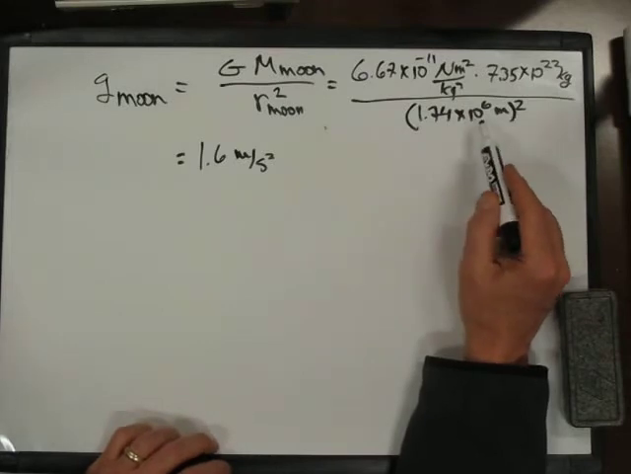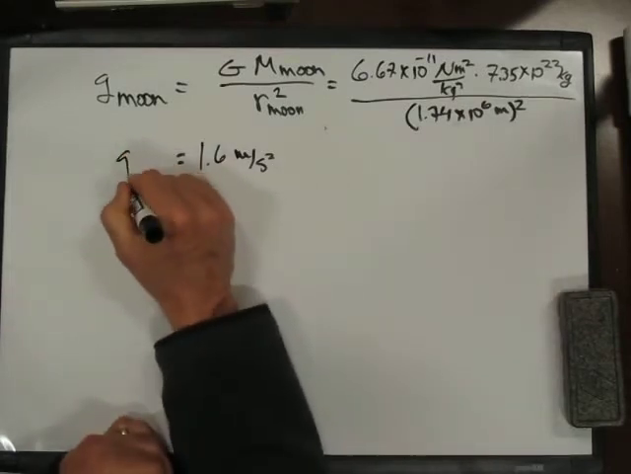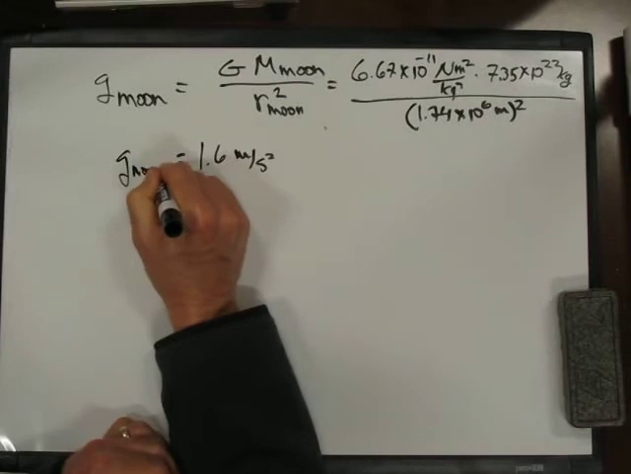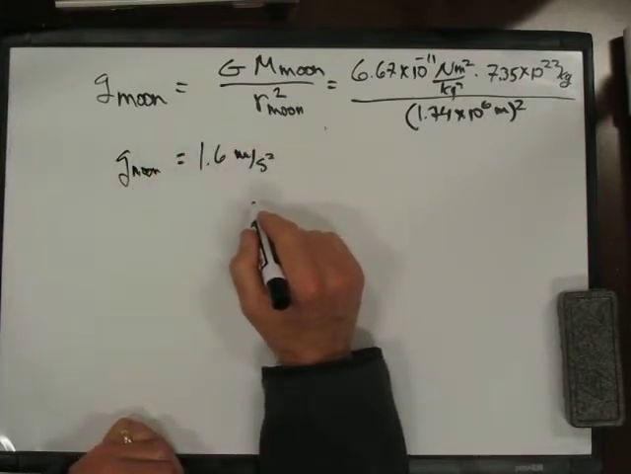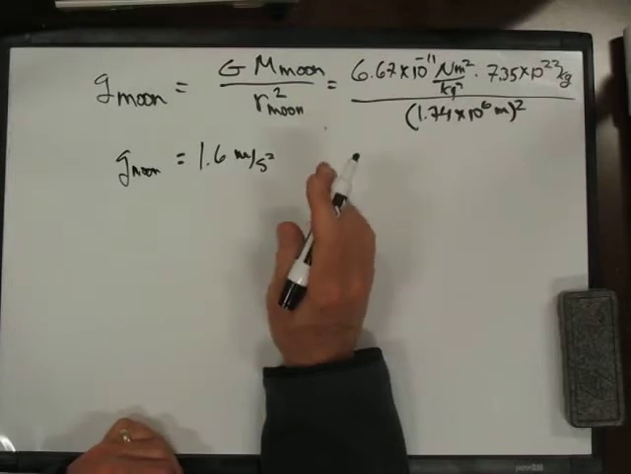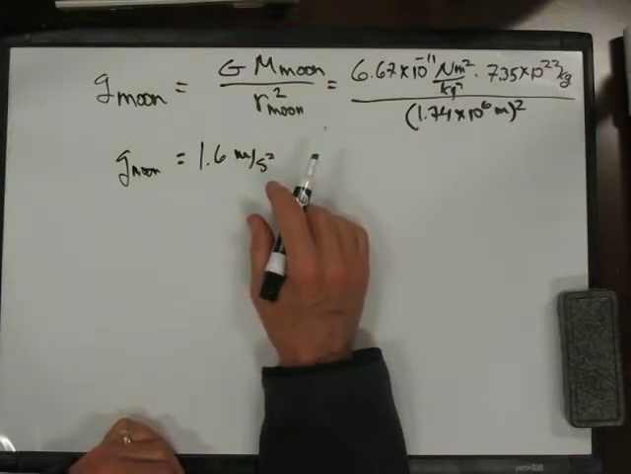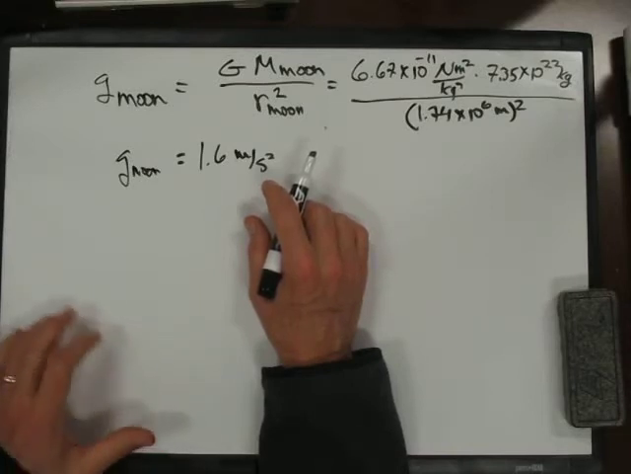And then you got to square that, and if you evaluate that, you get g for the moon is 1.6 meters per second squared. So its acceleration of gravity is about 1/6 of what it is on Earth, and so we'd all weigh a lot less and be able to jump a lot higher.